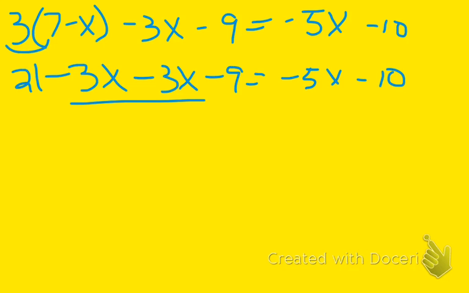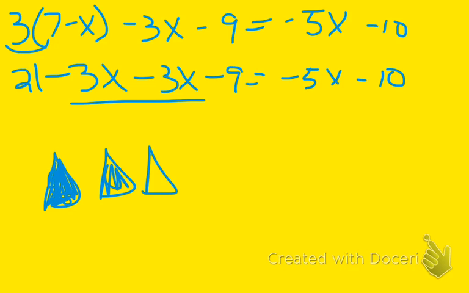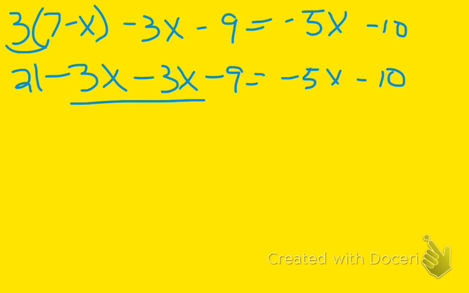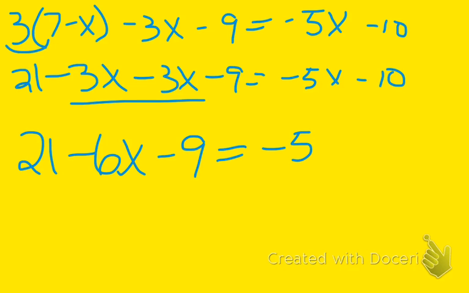Let's look at it how I would do if I had... This means the negative ones are going to be colored in. Instead, they're going to be solid. So I had negative 3 on this side and then more negative 3. Oh, so it would be 6. Yes, so I'll have negative 6. That's right. Oh, yeah, because that would be an addition. Okay, yeah. All right. So I'll have 21 minus 6x minus 9 equals negative 5x minus 10.